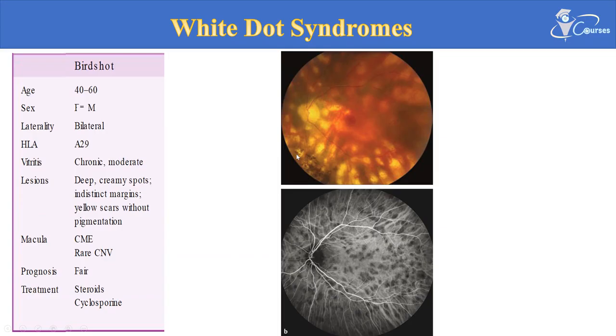This is not fluorescein angiography, by the way, this is indocyanine green angiography. It is better for these lesions, but the fluorescein angiography will show hypofluorescent lesions with subtle late staining. The ICG, or indocyanine angiography, will be better to show these lesions. The macula can show cystoid macular edema, with rarely choroidal neovascularization, with poor prognosis, and treatment by steroids and immunosuppressives such as cyclosporin.